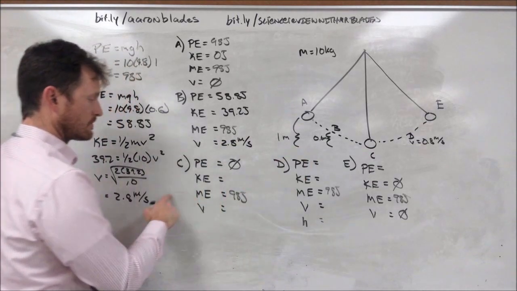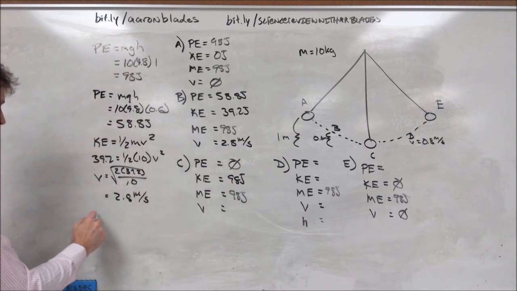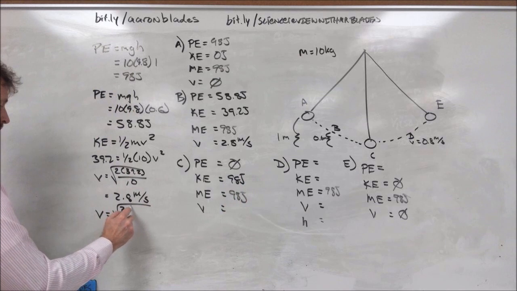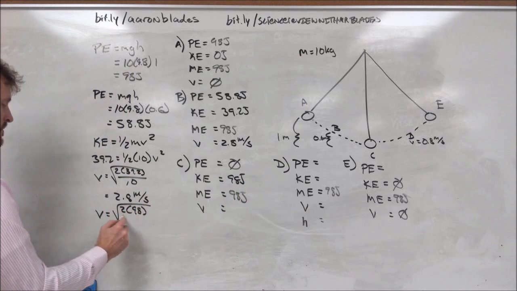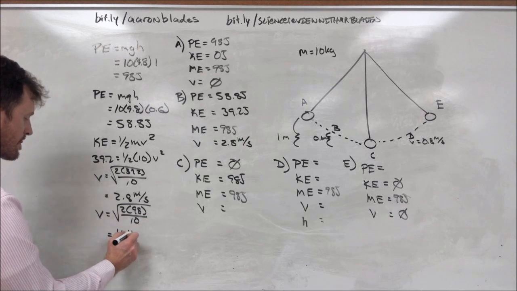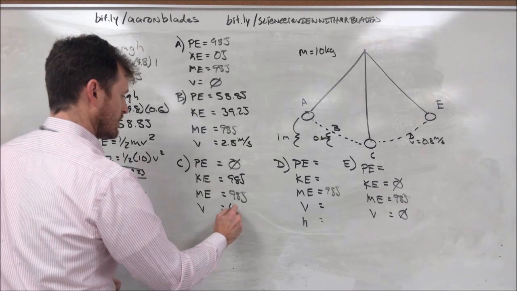For point C, we know that all of our energy is kinetic, so we have 98 joules of kinetic energy. And we can use the same math. 2 times the total amount of energy divided by mass equals 4.43 meters per second.